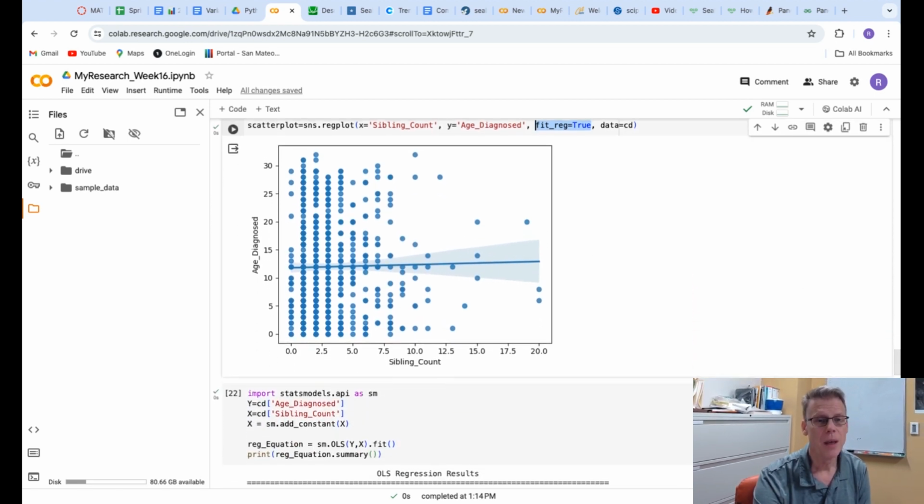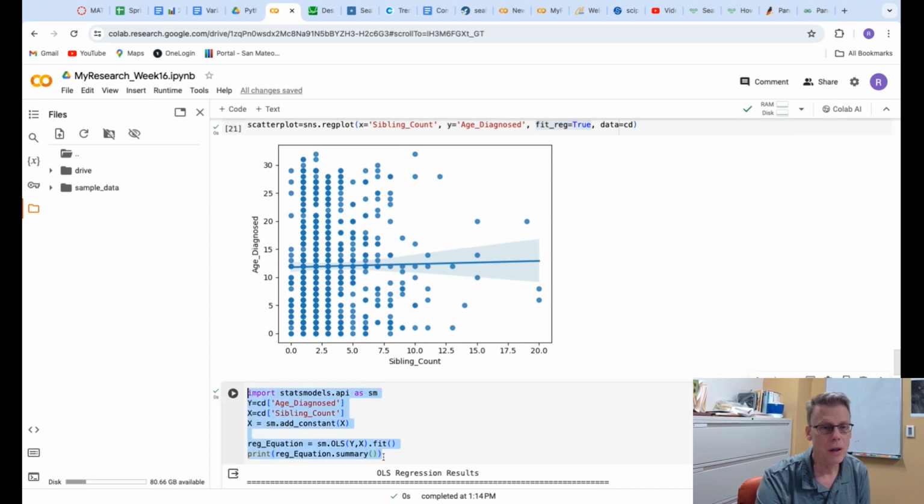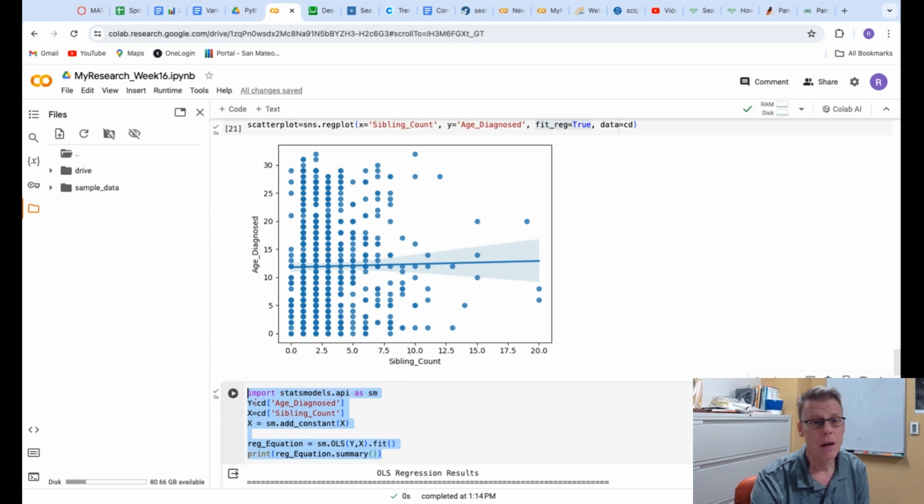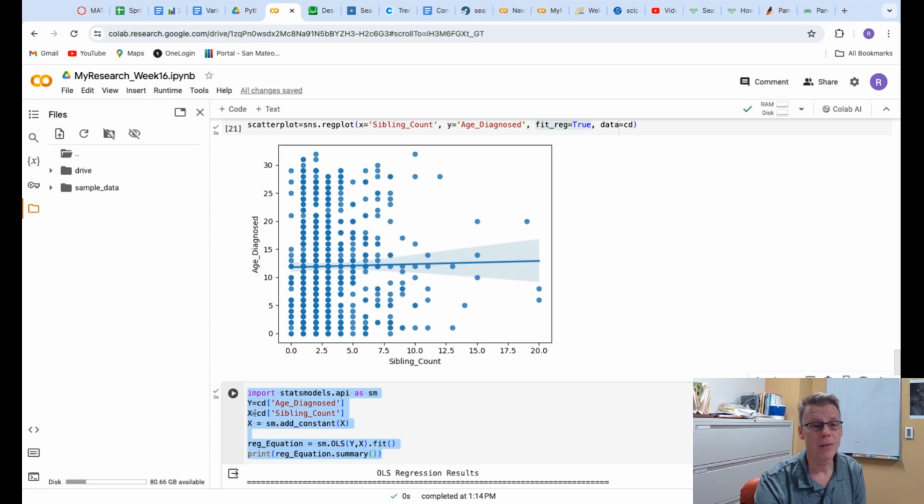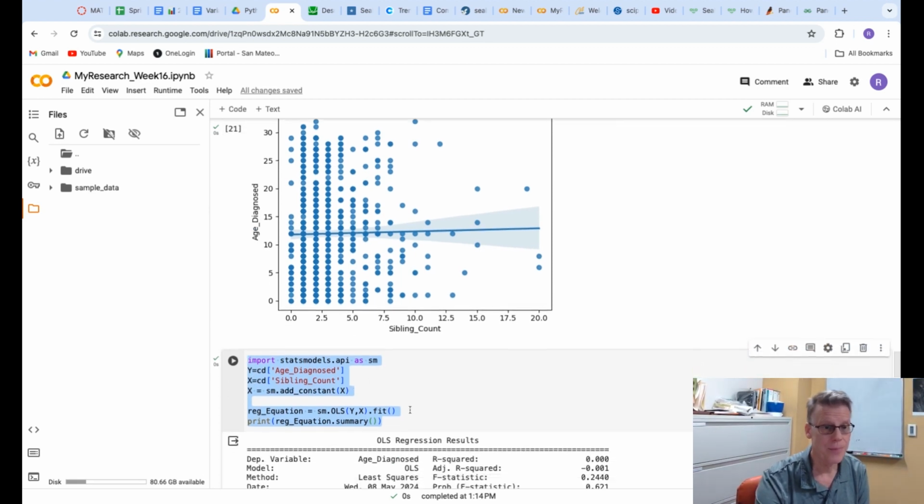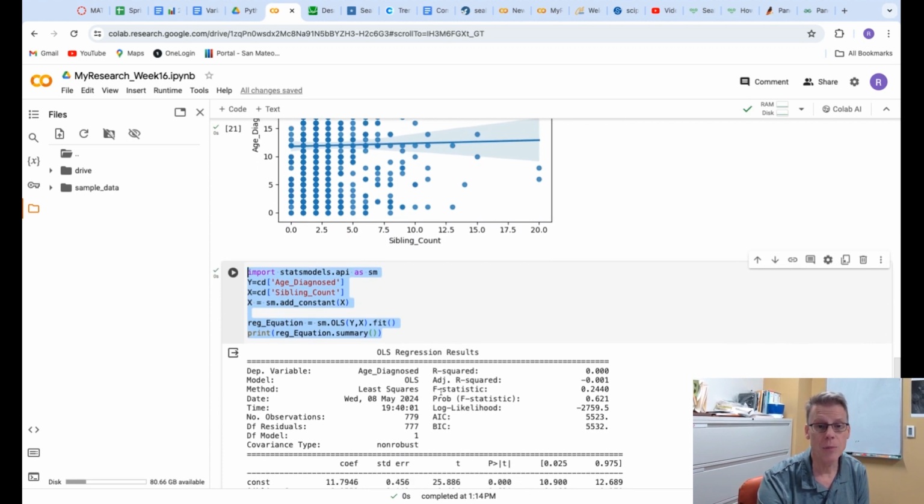But I keep going. And so here's the code. I have to import this package as SM, tell it that capital Y, I'm using a capital here, is going to be the age diagnosed, so that's on the y-axis, and the X variable, the input variable, is sibling count. Then do your thing, and here's all this stuff, and what it gives me, again, is a test statistic, which is pretty darn small. We're looking at test statistics like 10 or 7 or 15 giving us a small p-value.